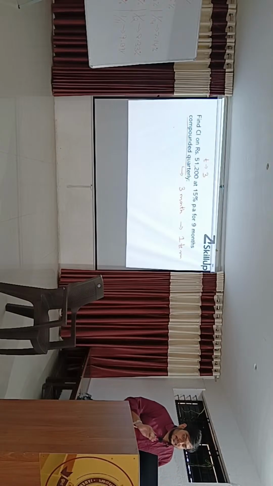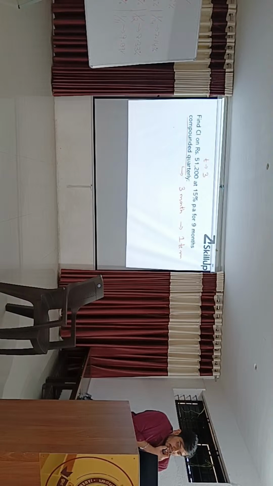Time period 3 years, calculated for 9 months, compounded quarterly. Quarterly means R by 4 and 4 divided by 3 only, monthly calculation. Rate of percent is how much? 5.